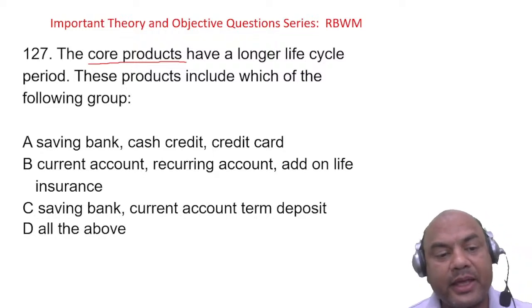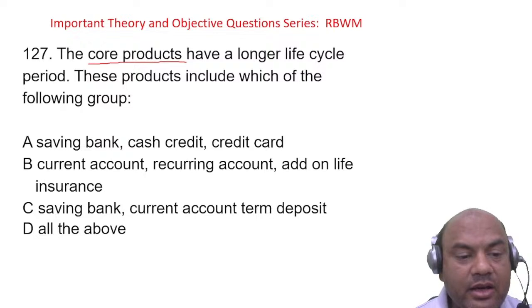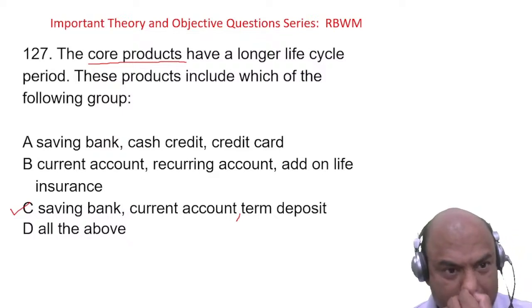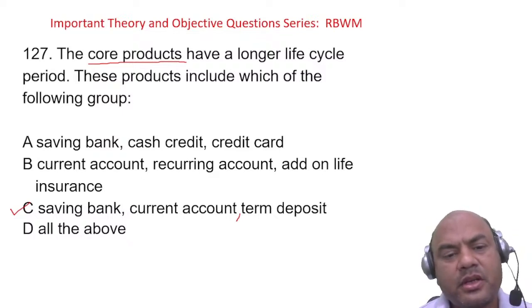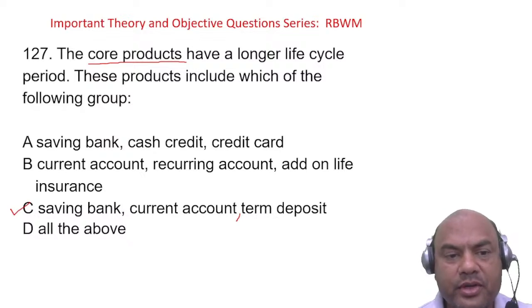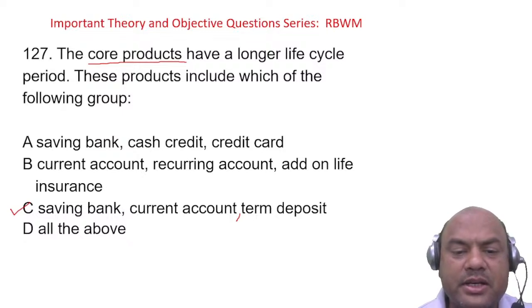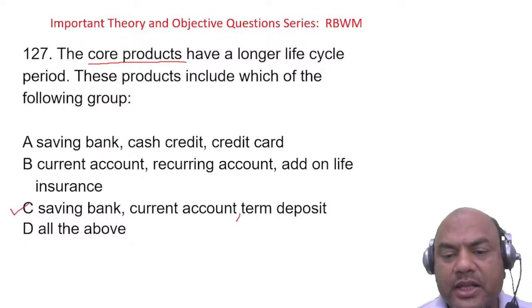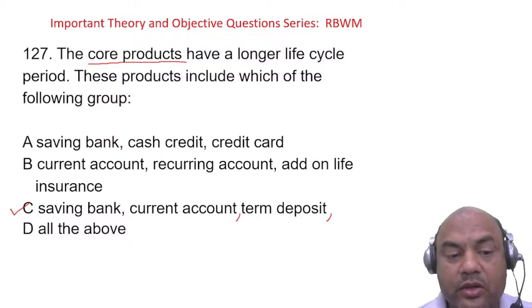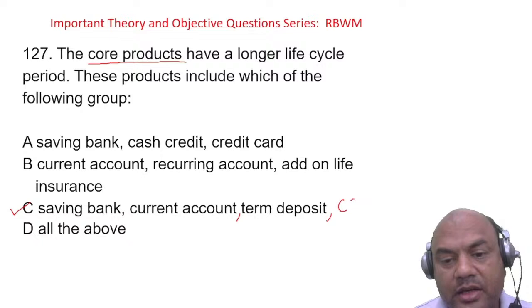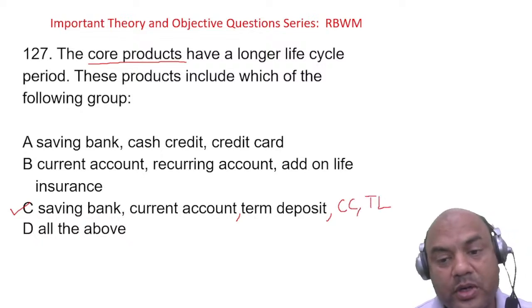The core products of the banking system are saving, current and FD. These are the core products of any banking system. They will always have a long-term growth or long-term life. They will never have a short life or decline immediately. I can add two more products to this: CC and term loan. So these two products can also be added.